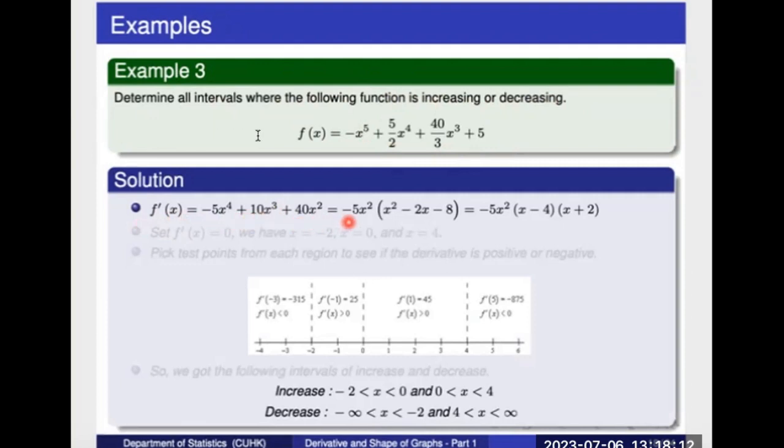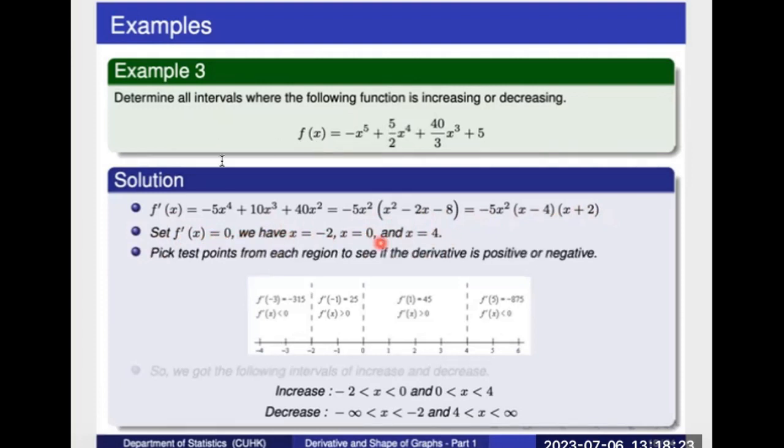Then we need to factor out a negative 5x squared from the derivative, and we get f prime of x equals negative 5x squared times x squared minus 2x minus 8, which can be further written as negative 5x squared times x minus 4 times x plus 2. Now we can see that the derivative has three zeros, negative 2, 0, and 4.